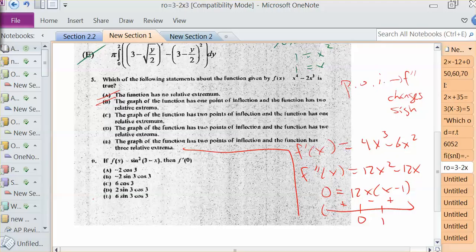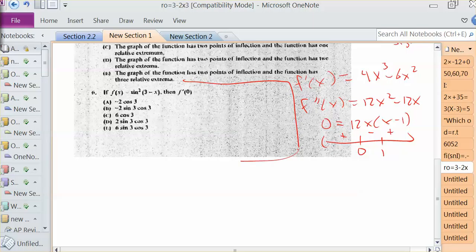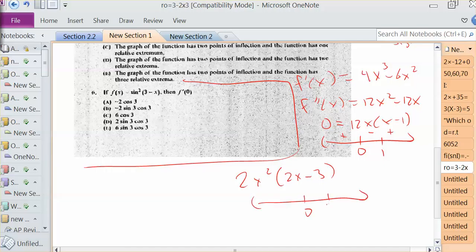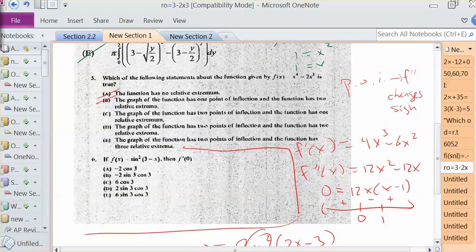So now we have to narrow it down by looking at the first derivative. So if I factor for my first derivative, if I factor out 2x squared, that's 2x minus 3. Those are your zeros for the first derivative. And it's definitely positive here and negative, but it doesn't change sign at x equals 0 because it's x squared. So there's only one extrema, actually, just at 3 halves. So that's why the answer is C.